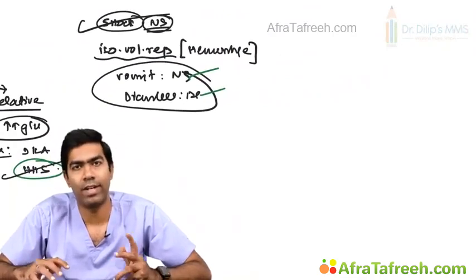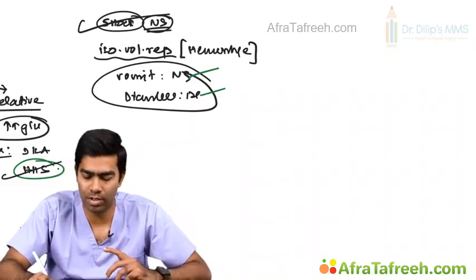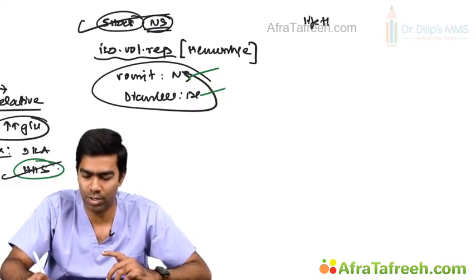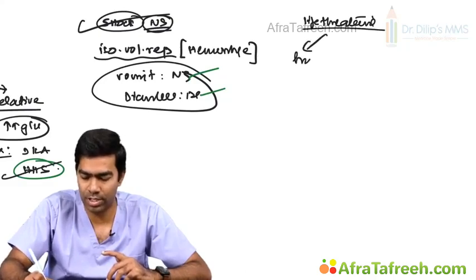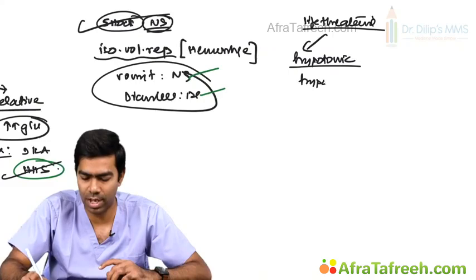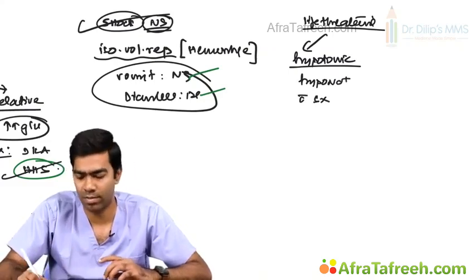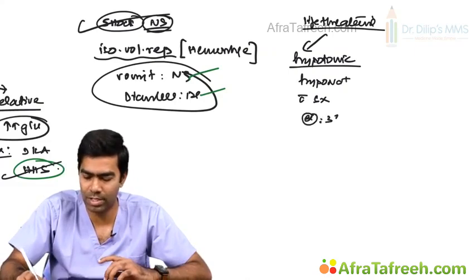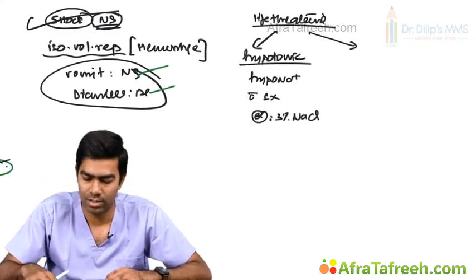Then, when will you use hypertonic solutions? The use of hypertonic solutions is very simple. Again, you are going to use them in life-threatening situations usually. What are life-threatening situations? In life-threatening hypotonic states, you can use hypertonic solutions, like life-threatening hyponatremia with severe symptoms, symptomatic hyponatremia, where classically we use 3% NaCl, especially when the patient is having coma, seizure, in all these conditions.